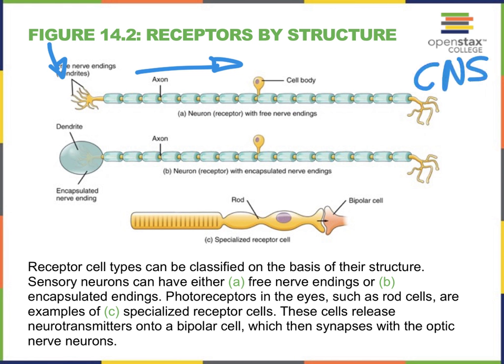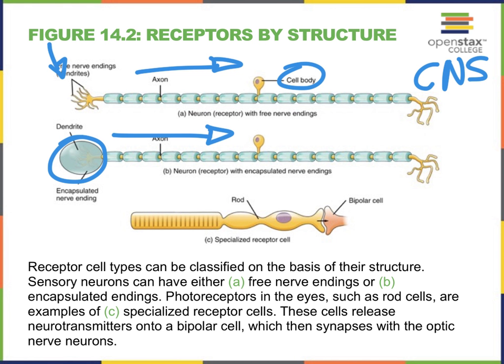This is the cell body that would be in the dorsal root ganglion if this was a sensory neuron entering into the spinal cord. Here we see that the dendrite is encapsulated. We still see that the action potential travels in that direction. So that's an example of a simple sensory receptor we put into the class of being encapsulated.